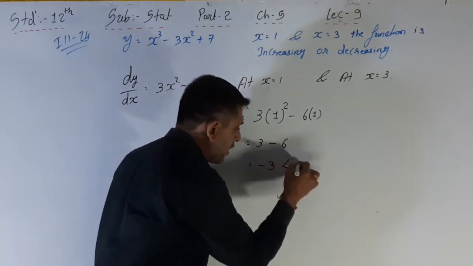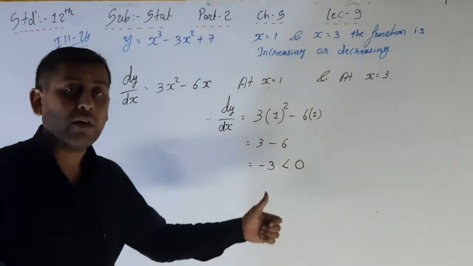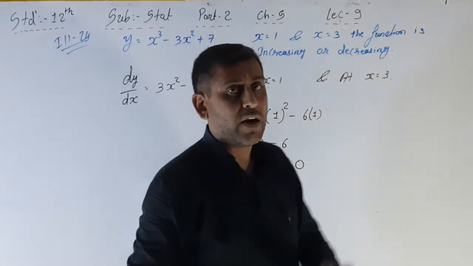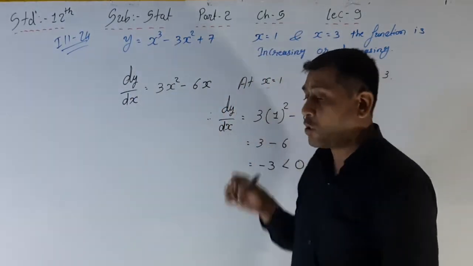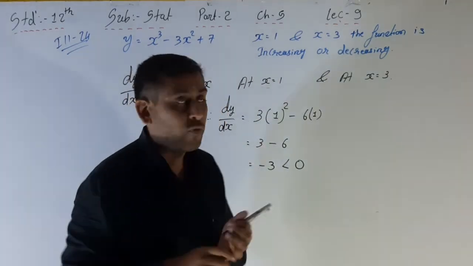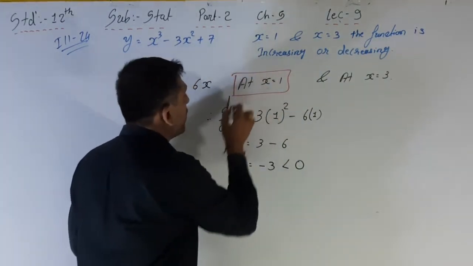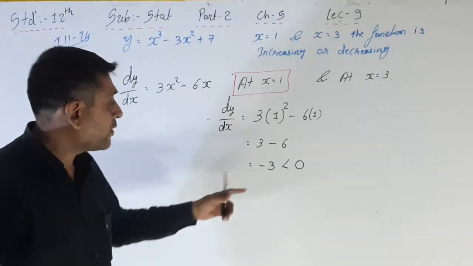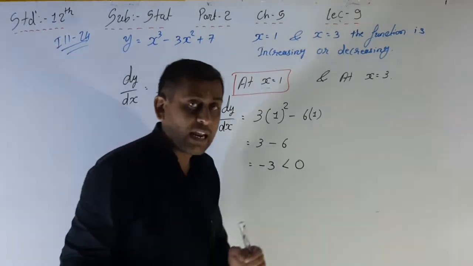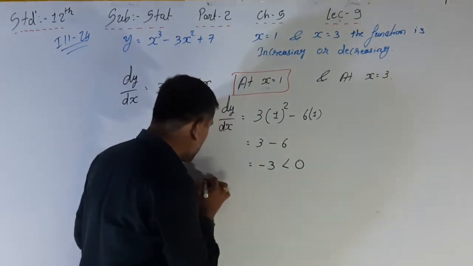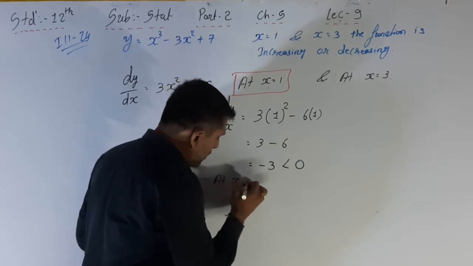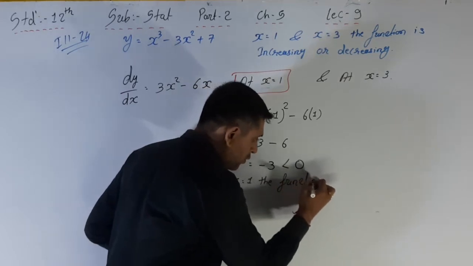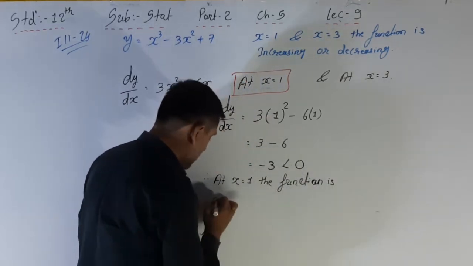So it is less than 0. It means the value of the first derivative of the function at x is equal to 1 is negative. At x is equal to 1, the value of the first derivative is minus 3, that is negative. So here I have to write that, therefore at x is equal to 1, the function is decreasing.